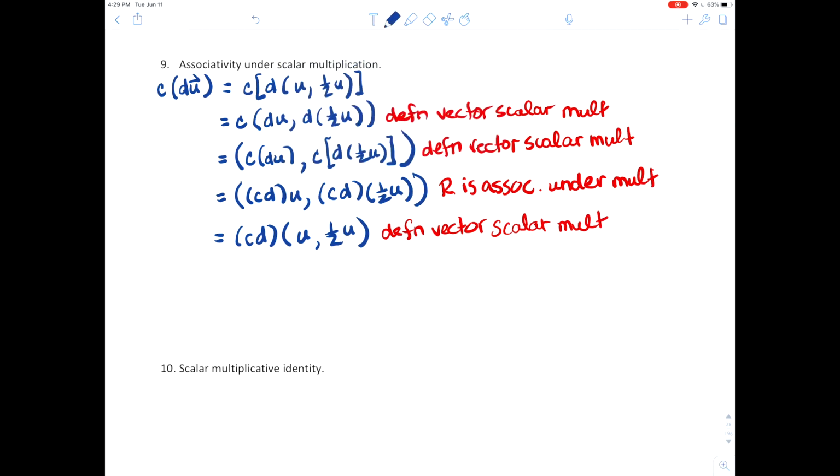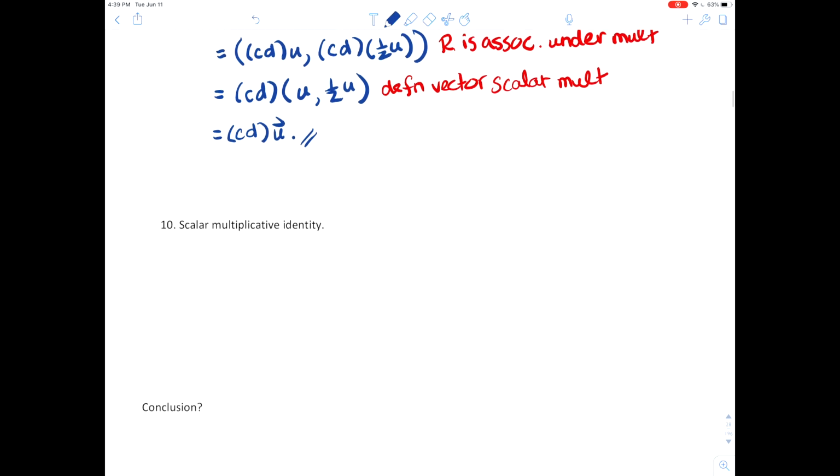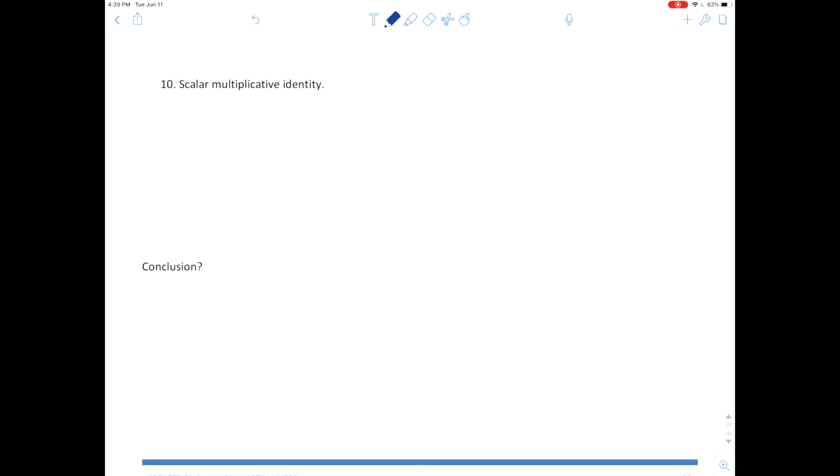And then finally we will have c times d times the vector u, which is what we were trying to show. Groovy? All right, on to our last one, scalar multiplicative identity. So this is the one where we have to check out what 1 times u, the vector u, equals. And if it equals itself, then it satisfies that. So putting the vector u into component form, we have this here, 1 times u comma 1/2 u.